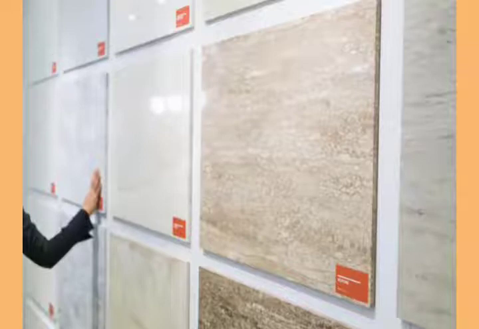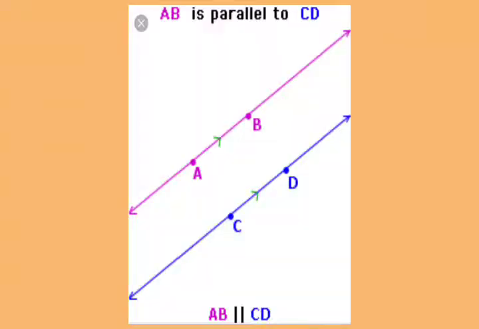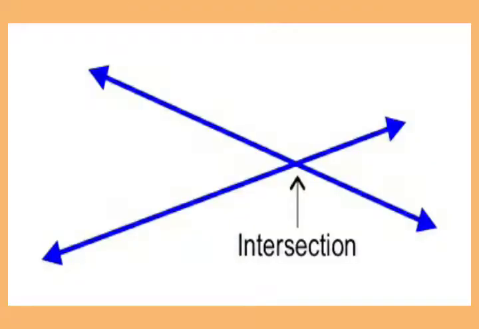Next is parallel lines. Two straight lines are said to be parallel to each other if they lie in the same plane and do not meet even when produced up to any extent on either side. Here you can see on the screen AB is parallel to CD. Then the intersecting lines. If two lines lie in the same plane and are not parallel to each other, they are called intersecting lines. Clear?